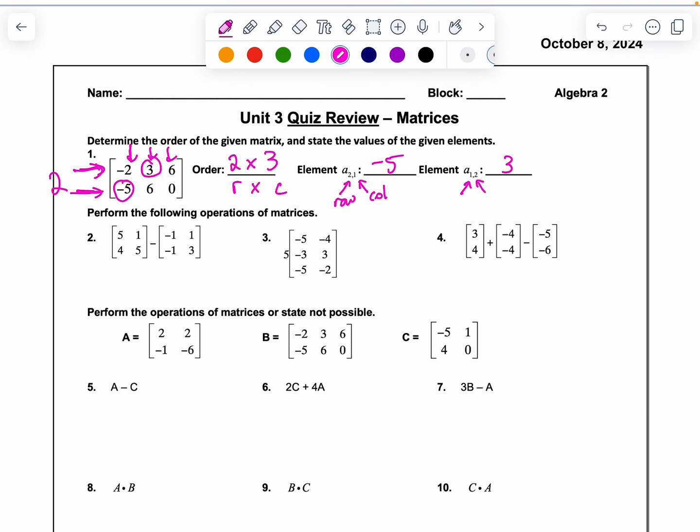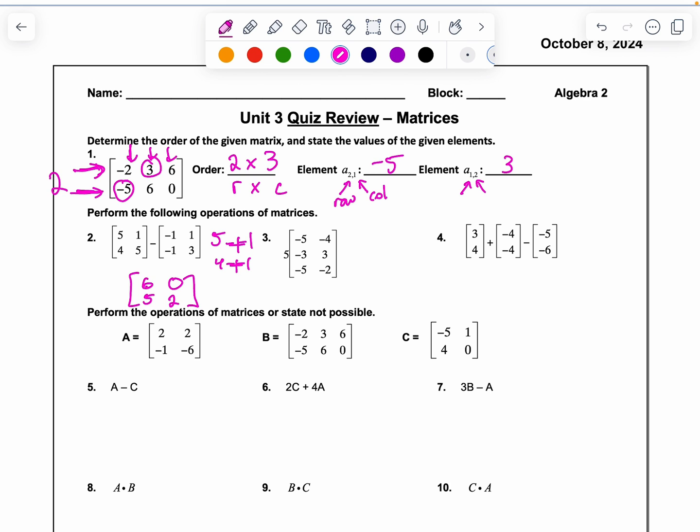For performing operations, you have options. If you want to type these into the calculator, you can, or you can just do them by hand. So I'm going to just do this one by hand. So I see we've got a minus sign in the middle. So I'm going to do 5 minus -1. So a reminder, when you do minus a negative, it turns into a plus. So it's going to give me a 6. 1 minus 1 is 0. 4 minus -1, remember minus -1 turns into that plus, so we get a 5. And 5 minus 3 is 2.